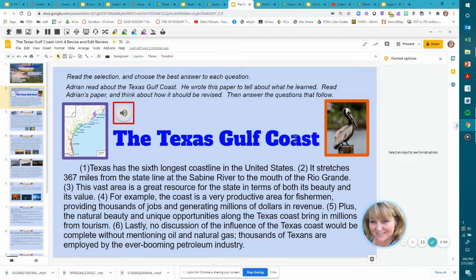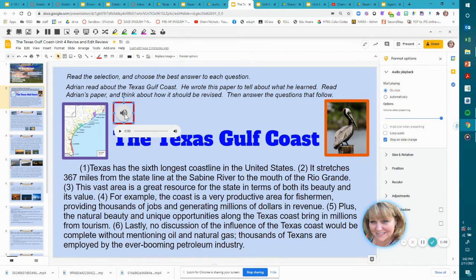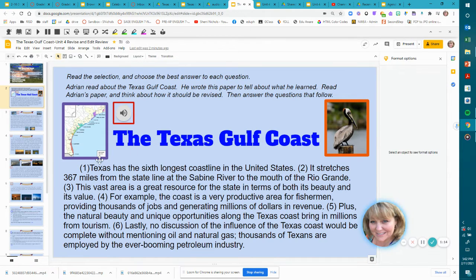This is called the Texas Gulf Coast. And of course, here is a link that you can listen to the rest of it play. If you play that, it will play the link for you. Okay, so there we go. So it starts.